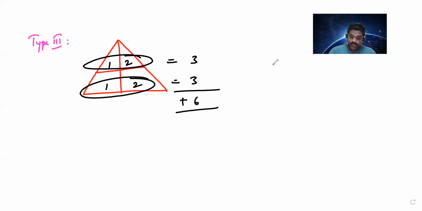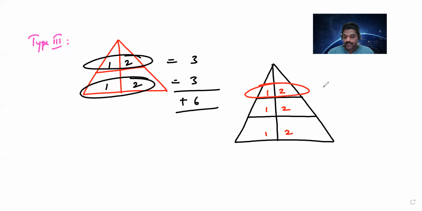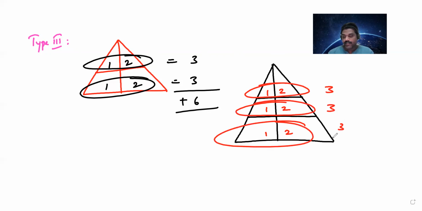Suppose I give you a diagram like this. Find the number of triangles. Once again here, if you observe, you have 2 partitions, 2 partitions, and 2 partitions in 3 layers. So add, you get 3. Add, you get 3. Add, you get 3. So total number of triangles would be 9.